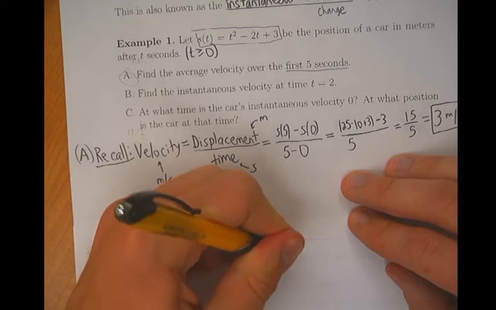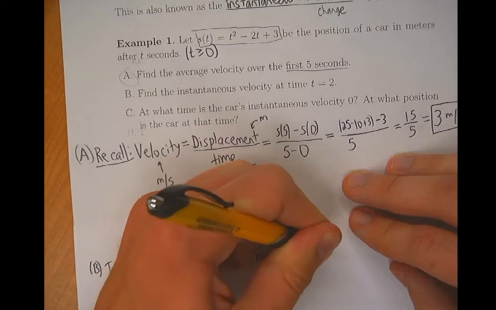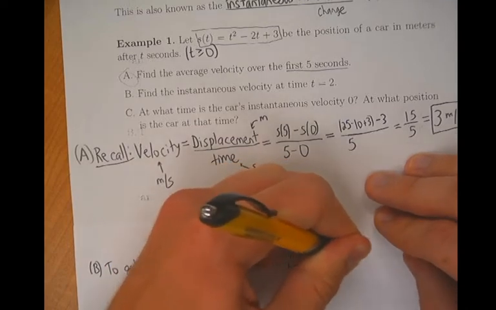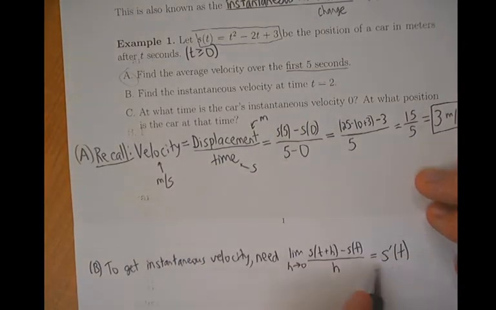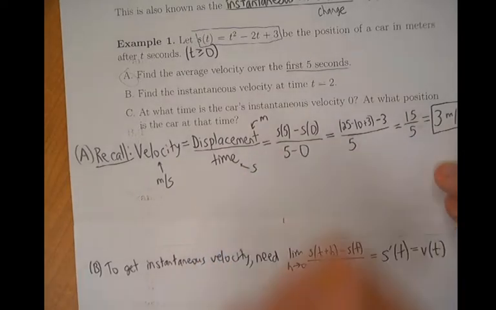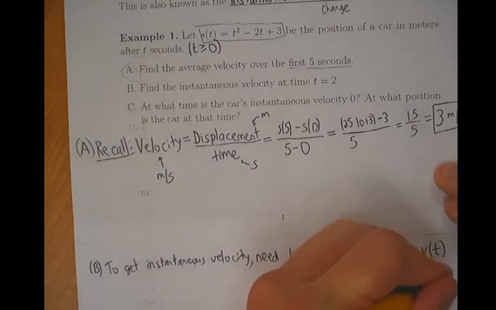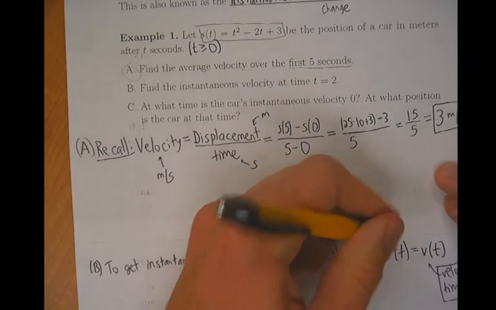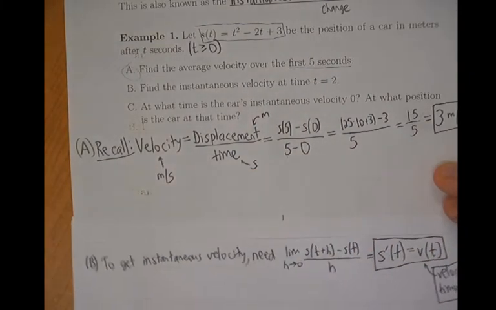So in this case, we'll need the limit as h goes to 0 of s of t plus h minus s of t all over h. And that's going to not only correspond to the derivative of your position function, but that's also going to correspond exactly to your velocity function, which I'm going to denote by v of t. Velocity at time t. So make sure to keep this relationship in mind for future examples.